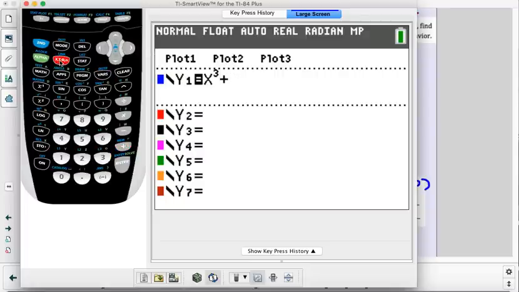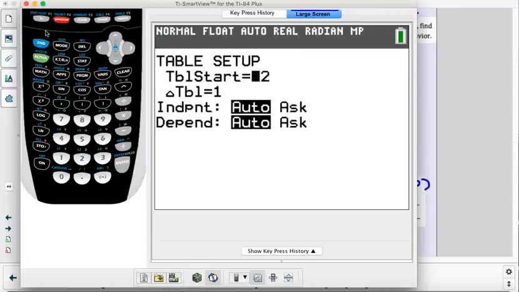Plus x squared minus 4x minus 4. Okay, double check, make sure that matches what we're doing. Yes, it does. So then what we're going to do is we're going to go ahead and look at our table set, which is listed above our window. This is a huge help to us, our table set. So second window, because table set's in blue, and it says table start.